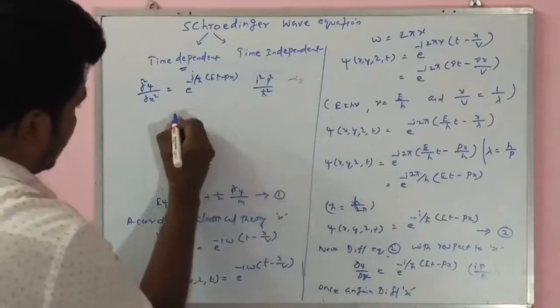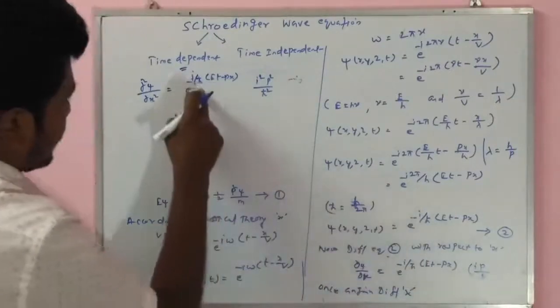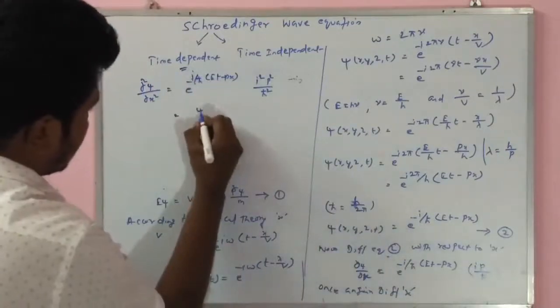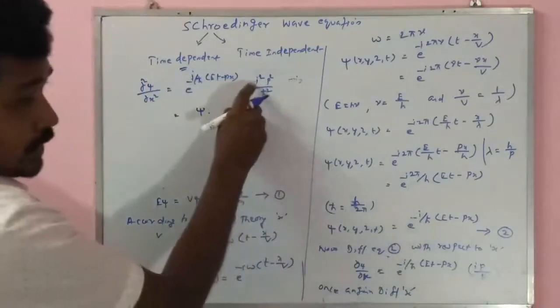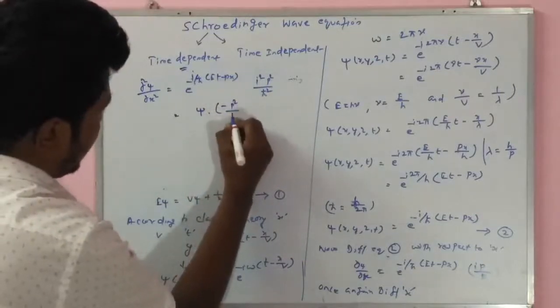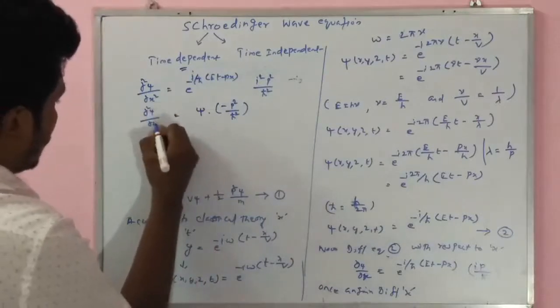So this answer is equal to ψ. You understand? e^(−i/ħ (Et − px)) is equal to ψ. You just consider ψ and i² = −1. So minus 1 then p²/ħ². Okay, that is the value for ∂²ψ/∂x².